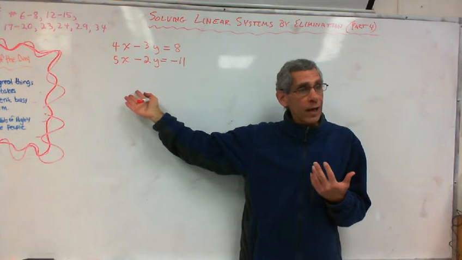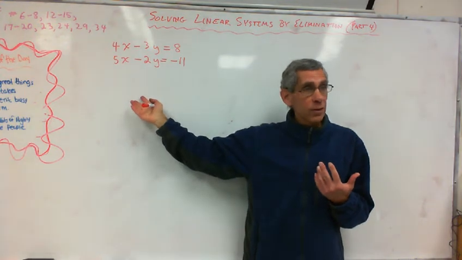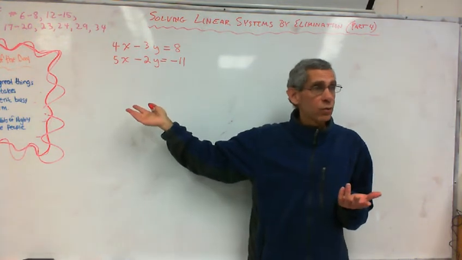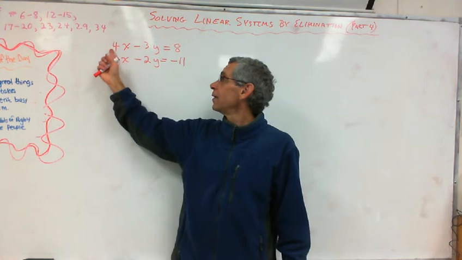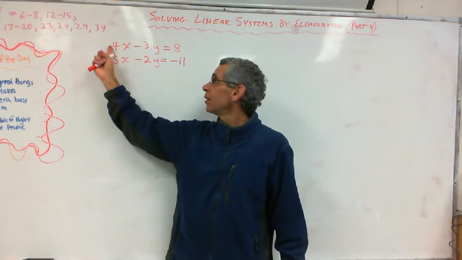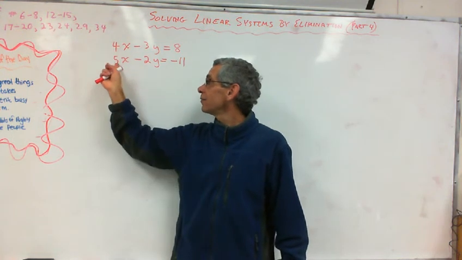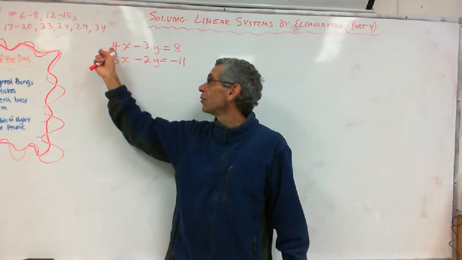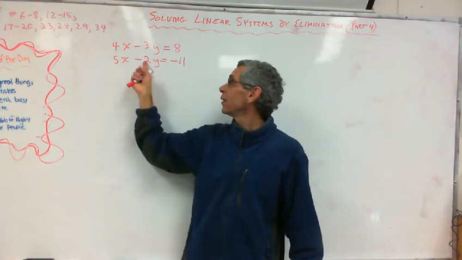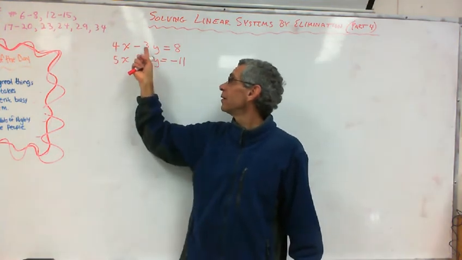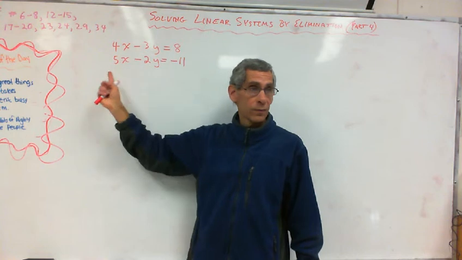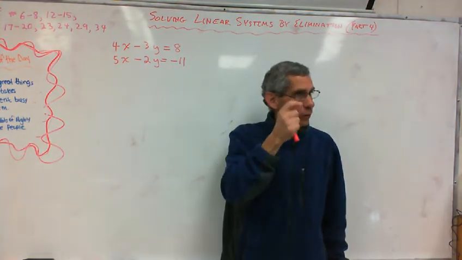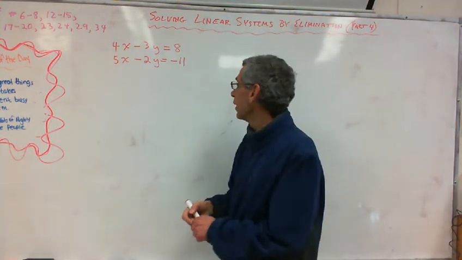When you are multiplying both equations, you have a choice. You can do either one. You can multiply this equation times that number, and this equation times that number, or you can multiply this equation times this number, and this equation times this number. But you want to make sure that one's positive, one's negative, right? So, okay, let's try it.